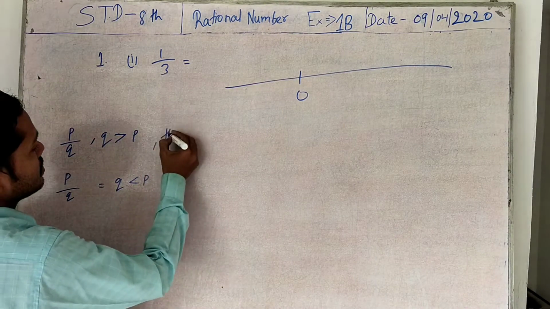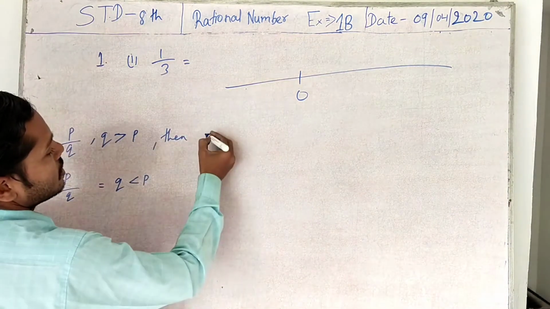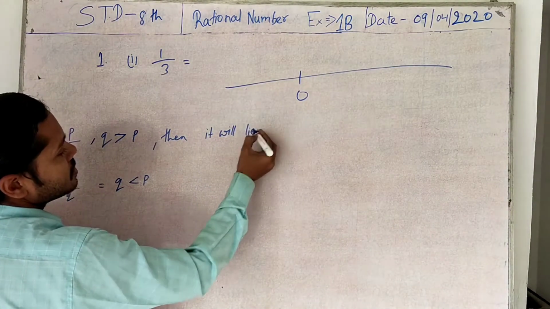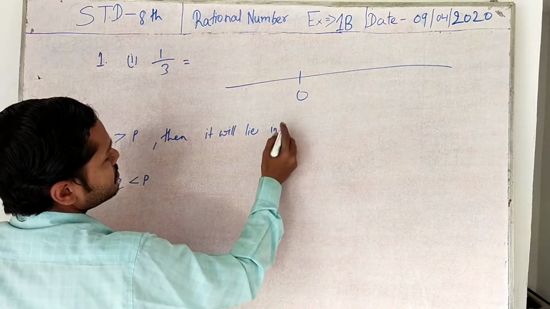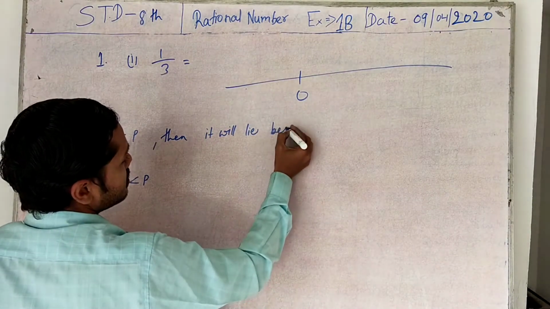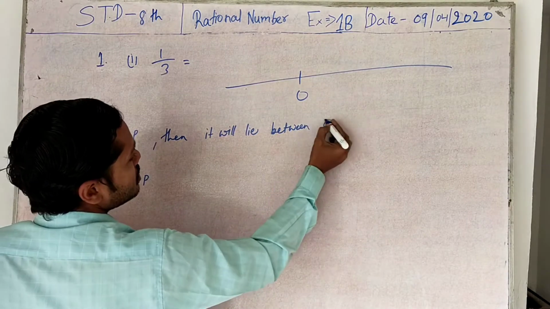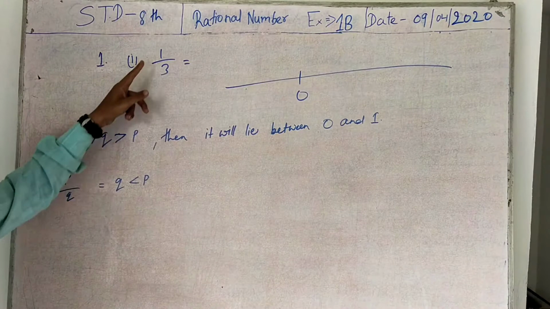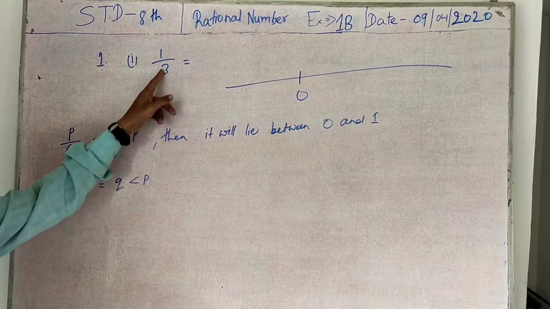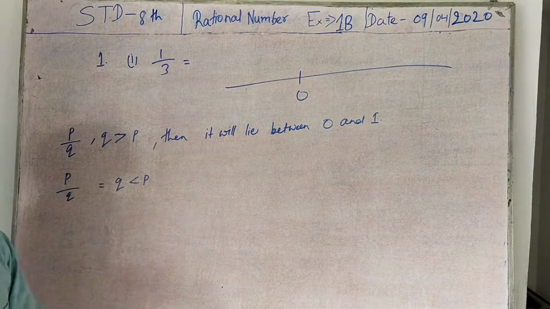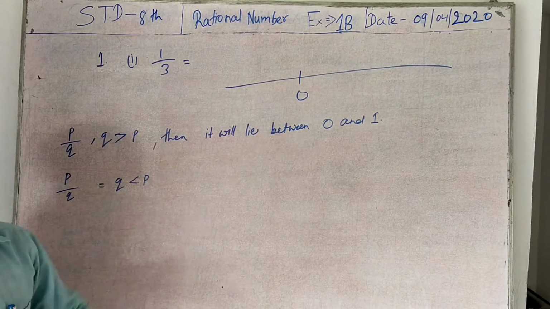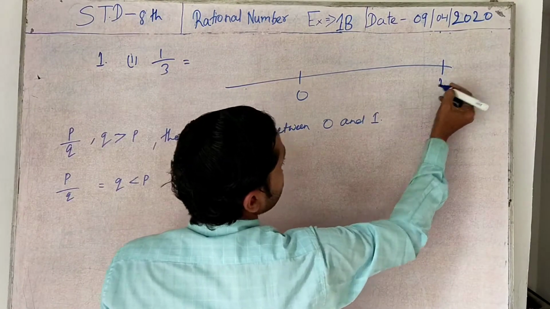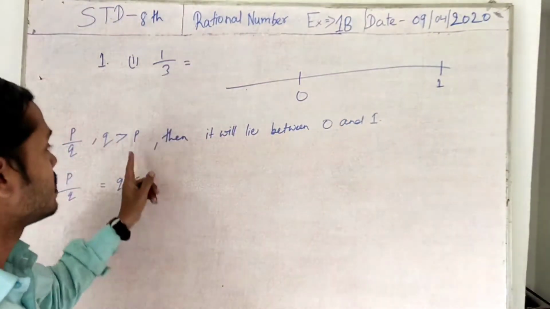it will lie between 0 and 1. P by Q. If Q is greater than P, then it will lie where? Between 0 and 1. According to this one, 0 and 1 you have to write, because Q is greater than P.